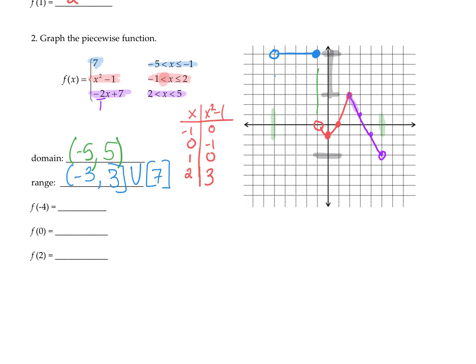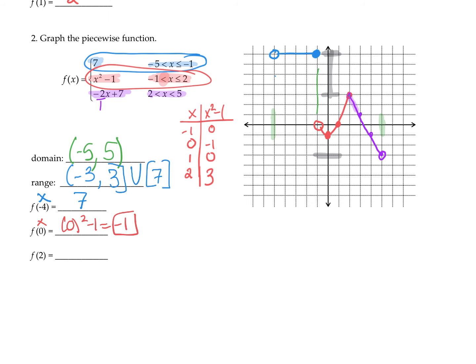Now they want to know what's f of -4. Well, when x is -4, that would fall into this first equation, so the answer is just 7. When x is 0, it would fall into this middle equation. So I would do 0 squared minus 1, which would be -1. And when x is 2, that will actually also fall into the middle equation. So I do 2 squared minus 1, which would be 3.